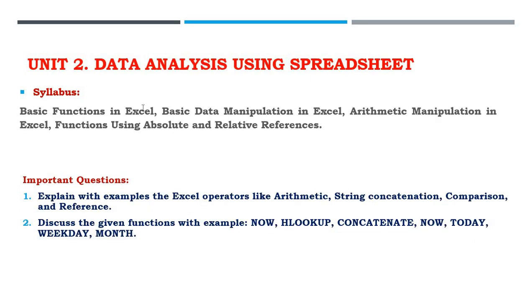In next unit, second unit, that is about data analysis using a spreadsheet. So basic functions in Excel and basic data manipulation in Excel, like arithmetic manipulation and functions for absolute and relative references. These things are going to be covered. And important questions that may ask like, explain with examples the Excel operators like arithmetic and string concatenation, comparison, and reference. So these type of questions may be asked.